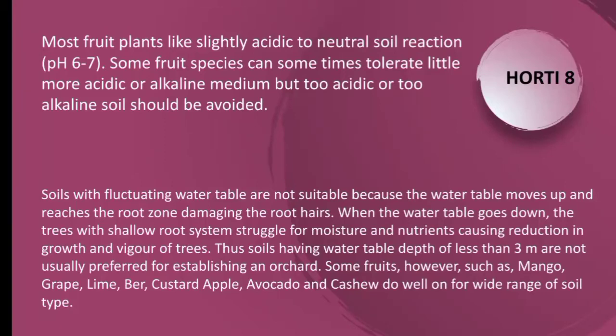Most fruit plants like slightly acidic to neutral soil reaction, or pH from 6 to 7. Neutral is 7. Some fruit species can sometimes tolerate a little more acidic or alkaline medium, but too acidic or too alkaline soil should be avoided. If lower than 7, it is acidic, and higher than 7 is alkaline.